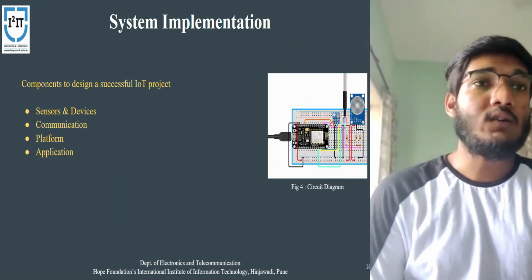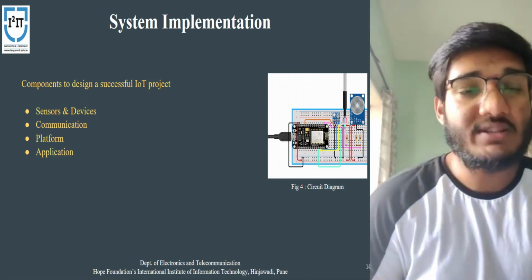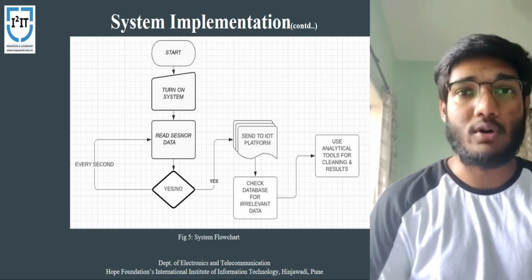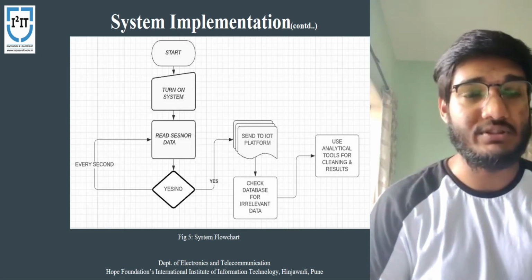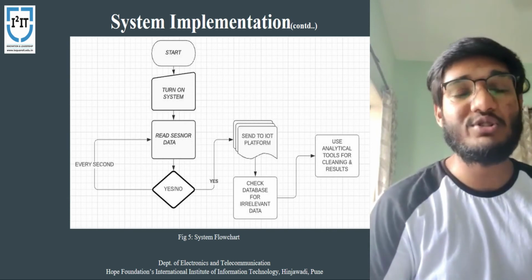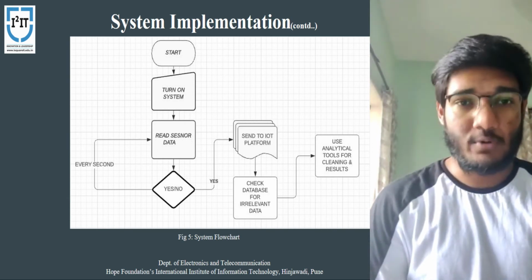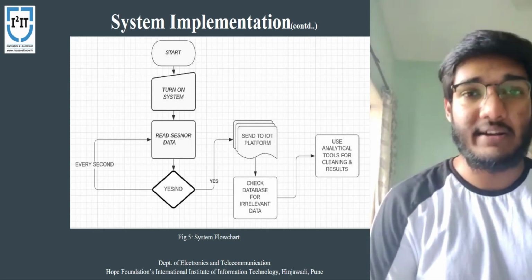Now coming to the system implementation part. As you can see on the screen beside, we have made a flow diagram to explain how our system works. As we switch on the system, the multiple sensors start working, capture data, and send it across to our IoT platform. This reading of data happens every second, which we plan to change whenever needed.